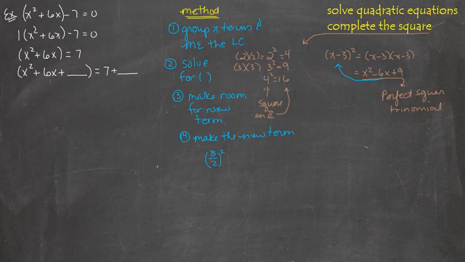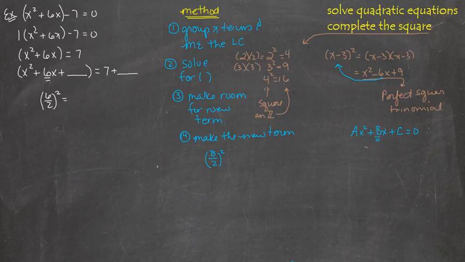So in this case, what is b? Notice when you write a quadratic trinomial, I have ax squared plus bx plus c equals 0. Remember, that's the standard form of a quadratic trinomial. So b is whatever number is the coefficient of the linear term. So in this case, b is 6. So my new term is 6 over 2 squared.